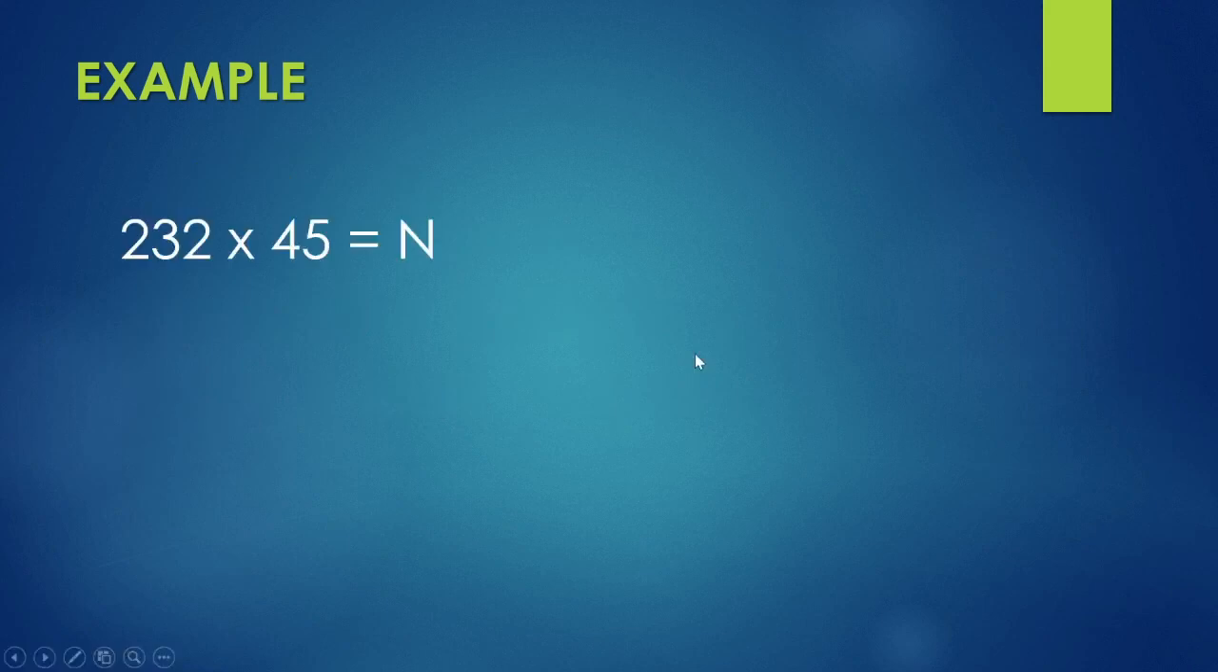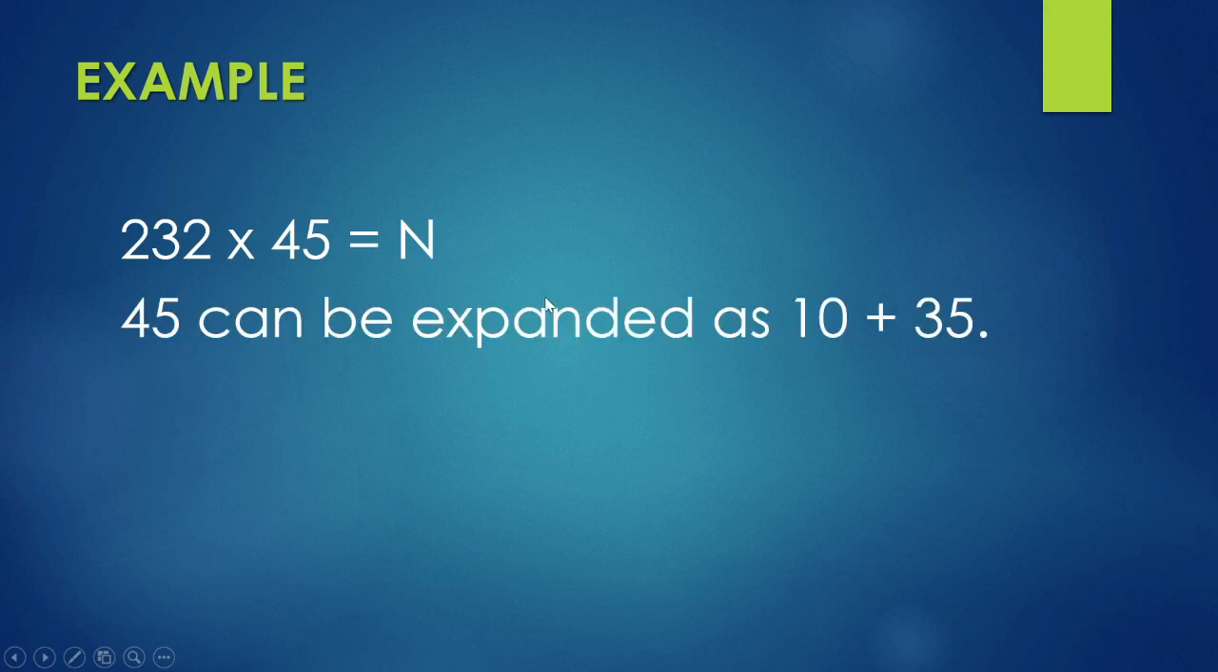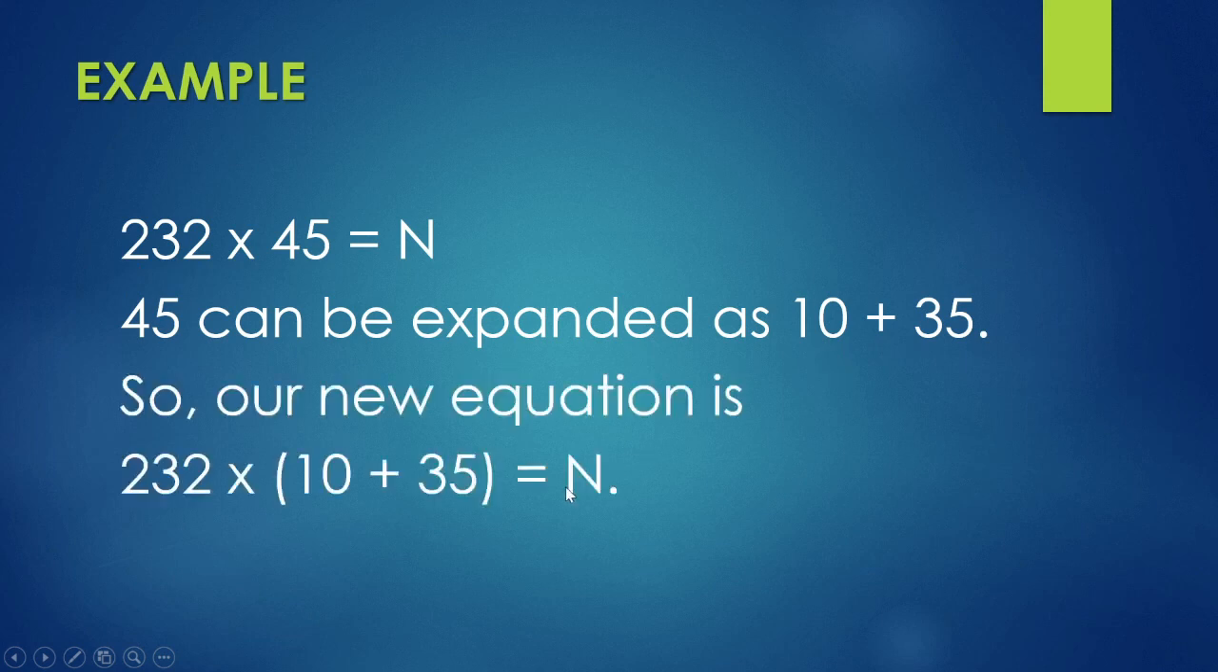Another example, let's say we have 232 times 45. So equate it again to n. Then let us expand 45. For me, I will use 10 plus 35. So 10 plus 35 is 45. Again, it can be any combination; you can say 20 plus 25. That also works. But again, to make it easier for me to multiply, I'm going to multiply by 10. So our new equation will be 232 times the quantity 10 plus 35 equals n.